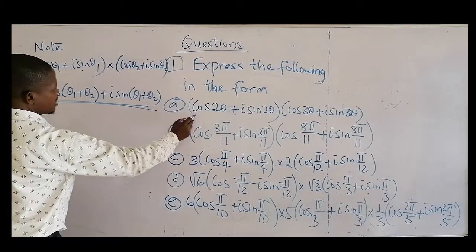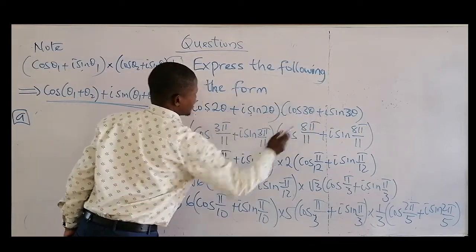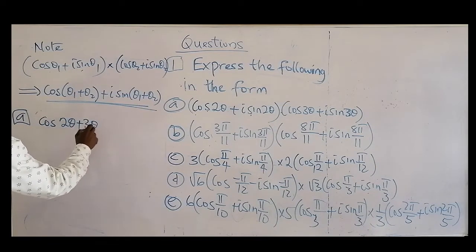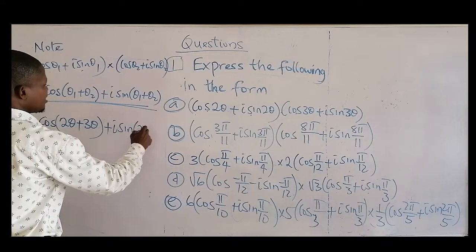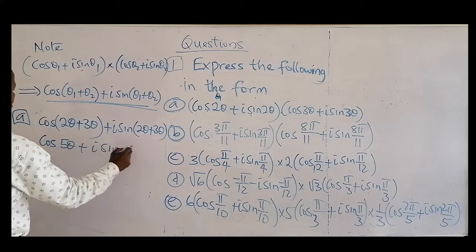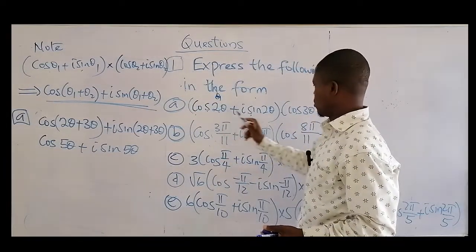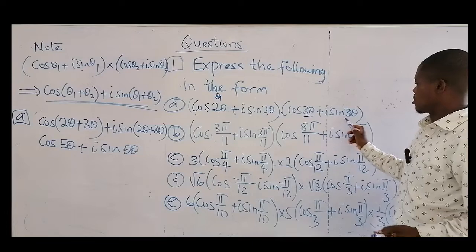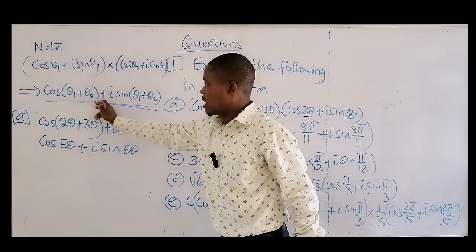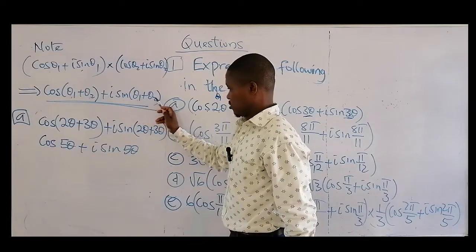Solution to the A part: we have cos 2 theta plus i sine 2 theta times cos 3 theta plus i sine 3 theta. That will be equal to cos of 2 theta plus 3 theta, plus i sine of 2 theta plus 3 theta, which is cos 5 theta plus i sine 5 theta. If you look at the standard rule, this is theta 1, this also is theta 1, this is theta 2, this is theta 2. When you are multiplying, it gives you cosine of the addition of the 2 angles, plus i sine of the addition of the 2 angles.